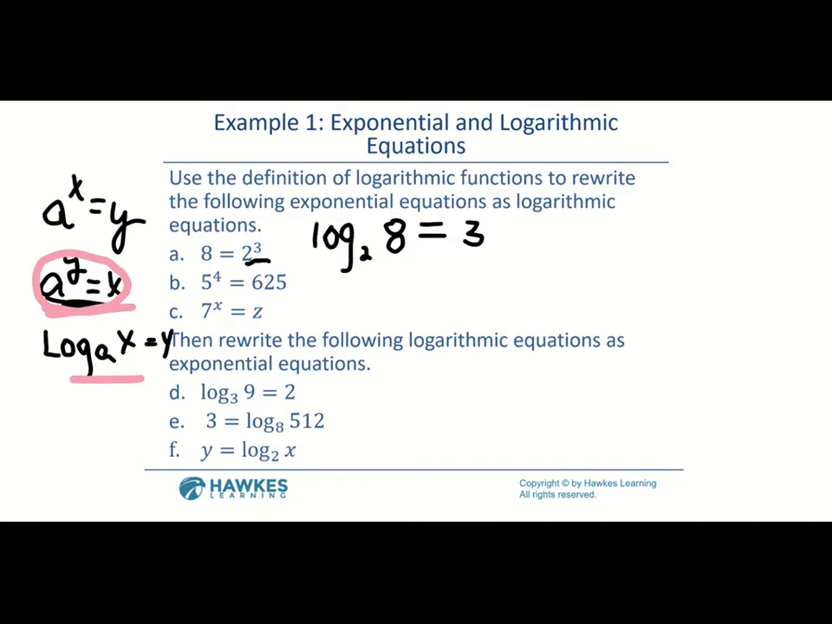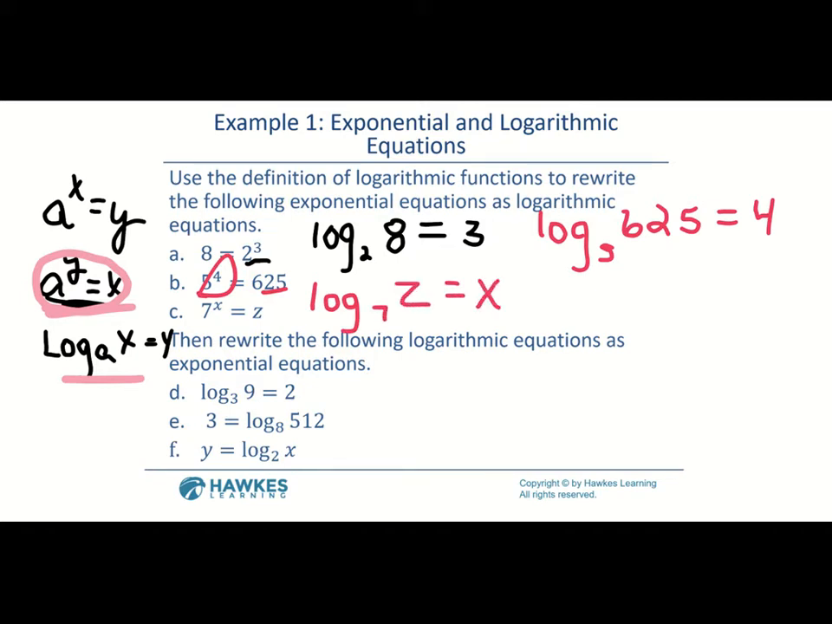So for b, if we did the same thing, it would be the log of this big number, the 625 would be on the outside. The little number is always the base of the exponent, so the 5. So it would be the log of 625 with base 5 is equal to 4. So whatever the power is, that's what it's equal to when you put it into log form. And then our last one, we have variables there, but we can still write it in log form. It's going to be the log of z with base 7, and it will be equal to x.